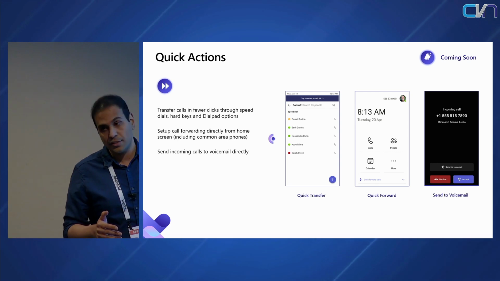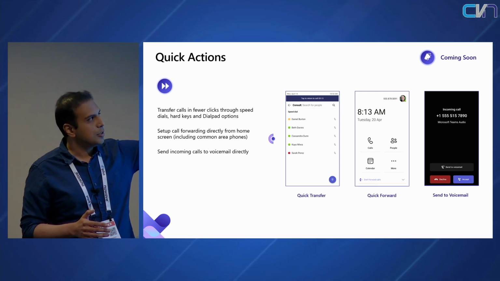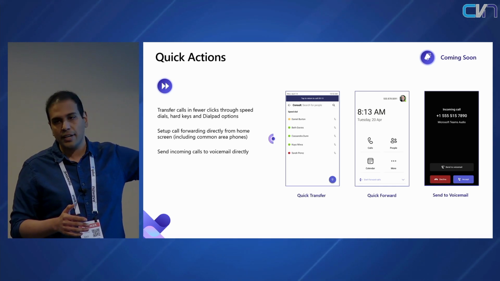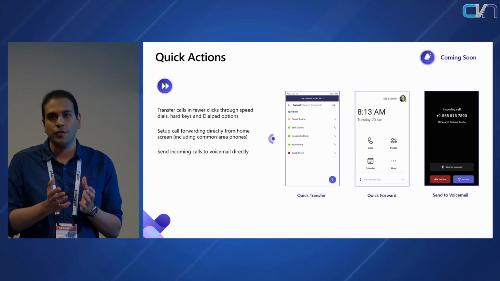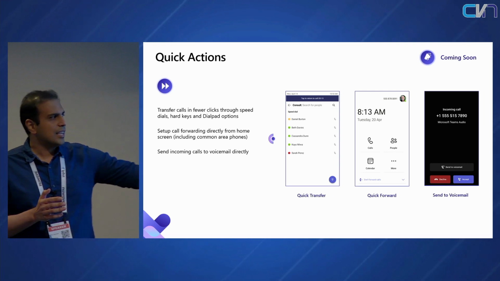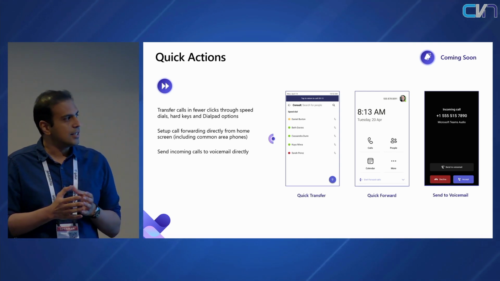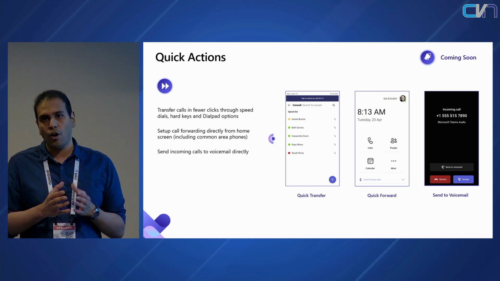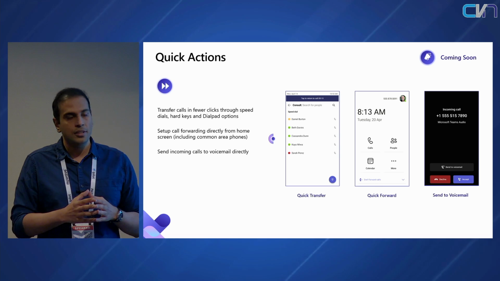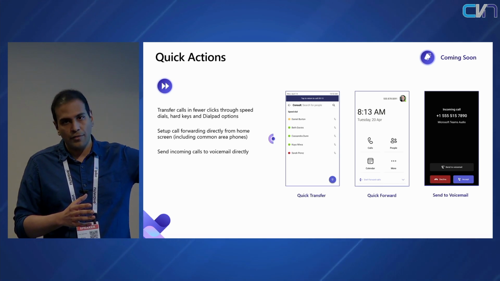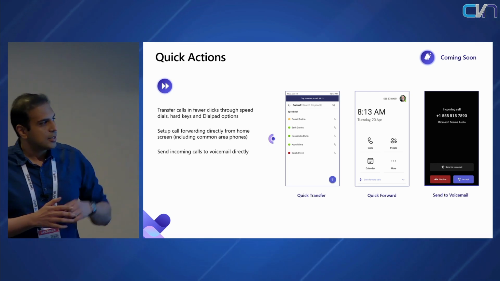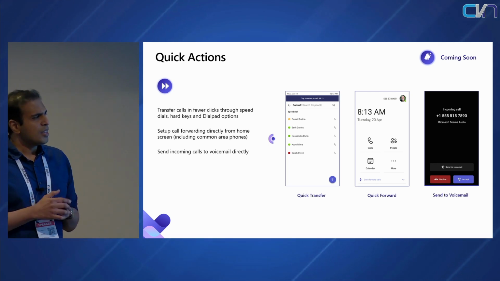And once you get to the transfer screen, you will be able to see the list of speed dials which are already populated. So you can just go ahead and transfer them instead of having to search for a contact every other time. So that's about quick transfer. Like I mentioned earlier, you as admins will be able to configure call forwarding on the home screen. So even on common area phones, the users can set up the call forwarding directly from the home screen, the one you see at the bottom of the image in between there. So that's something we're also doing.